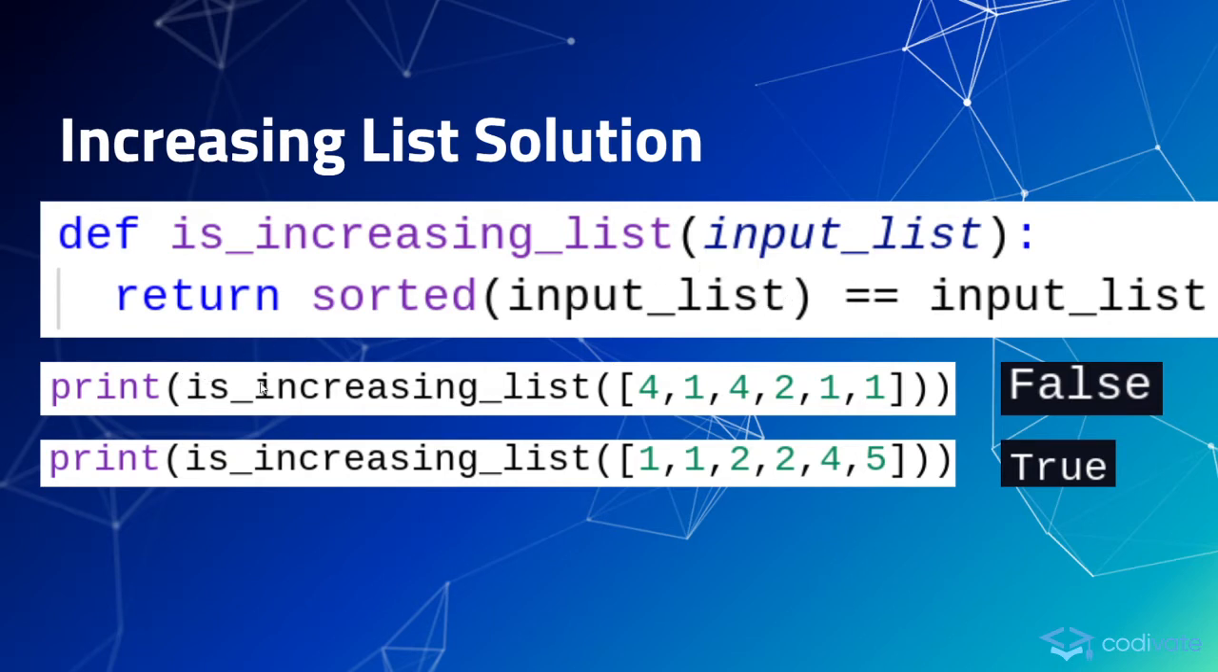We can test this out with a couple of different lists. So we know that a sorted version of this would look like 1, 1, 2, 4, 4. And since those two lists are not equal, we'd return false. And a sorted version of this would look like 1, 1, 2, 2, 4, 5. And since those are equal to the current values of the list in the order, this would return true.